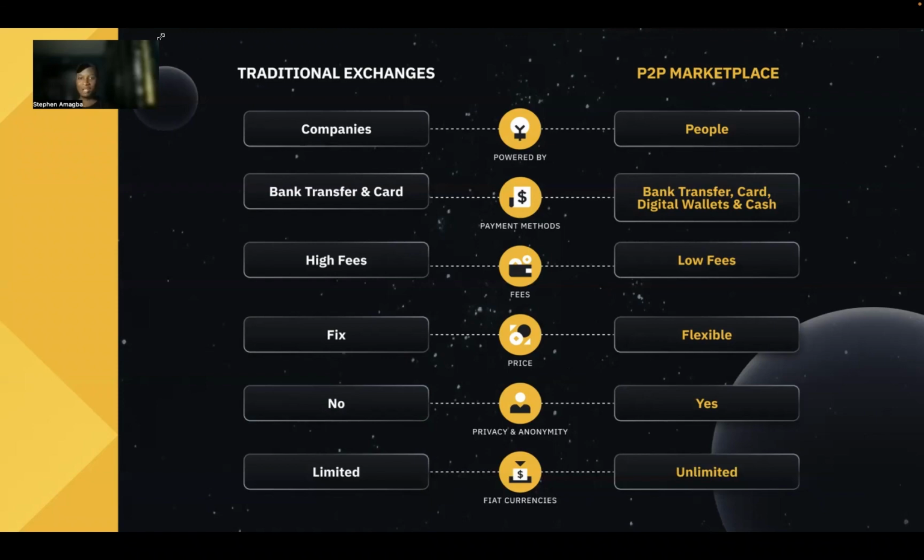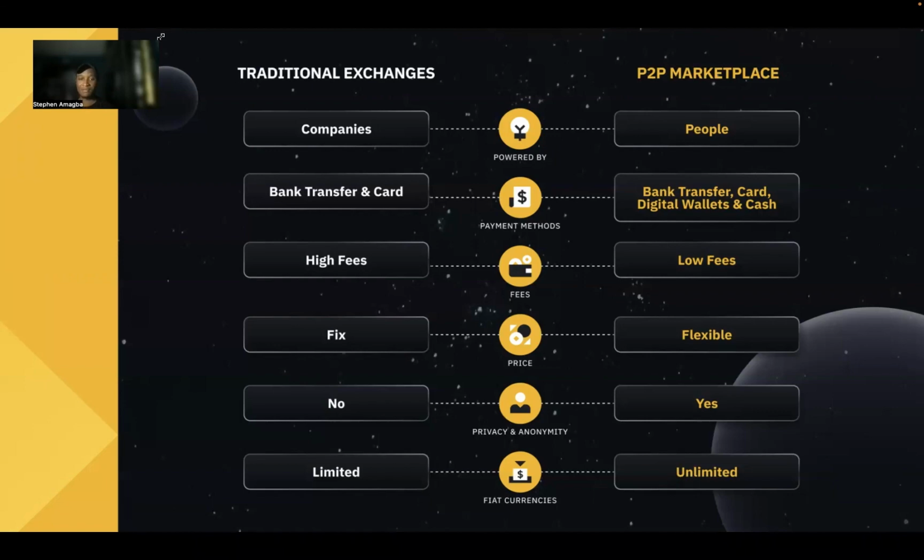Now, with traditional exchanges, you have high fees. Whereas with the P2P marketplace, it's just you buying and selling cryptocurrencies with people like you. So the only thing there is the rate. Whatever rate you agree on, a deal is supposed to be done at that price, without any middleman fees or stuff of that nature.